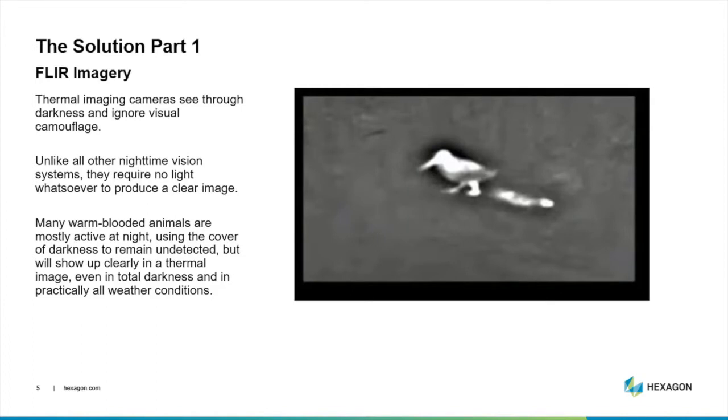With FLIR imagery, we take thermal imaging cameras, which make it very easy to see through the darkness. You don't have any visual camouflage to worry about, and it doesn't really require any light. A lot of the things we're looking at, especially in wildlife populations, are nocturnal. They're either active at night or roosting, and you want to count them, but it's really hard to detect them without a thermal camera. So this is a really good way to do that.